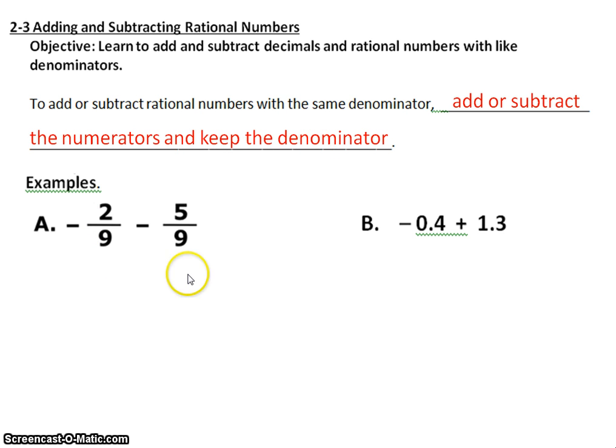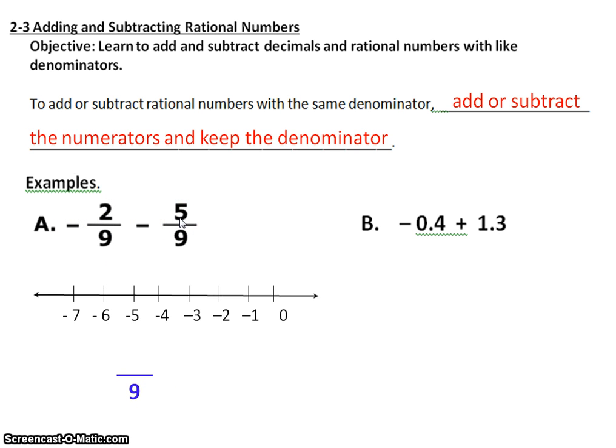the denominators. In the first example, example A, negative 2/9 subtract 5/9. Because these two fractions have the same denominator of 9, our answer will have a denominator of 9. Now, negative 2 minus 5.